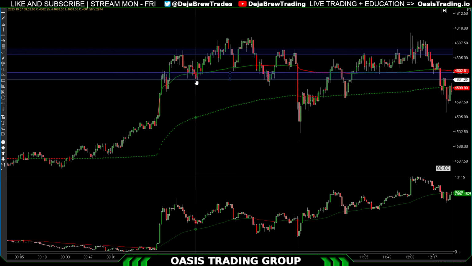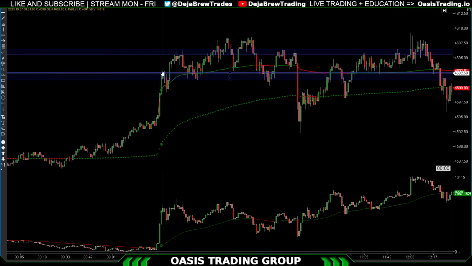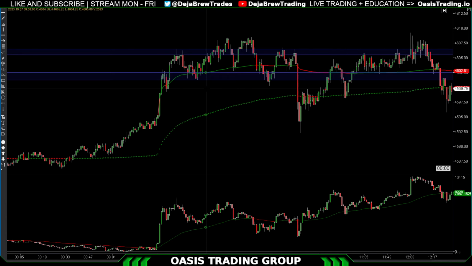So you want to give it at least, I'd say, 5 to 10 candles to create that higher low. If it's only 1 or 2 candles, it's not enough. Okay, so that is why we didn't say that this right here was that distribution high and distribution low. We need to give it some more time.